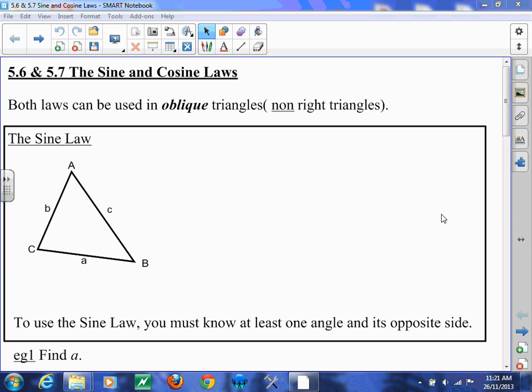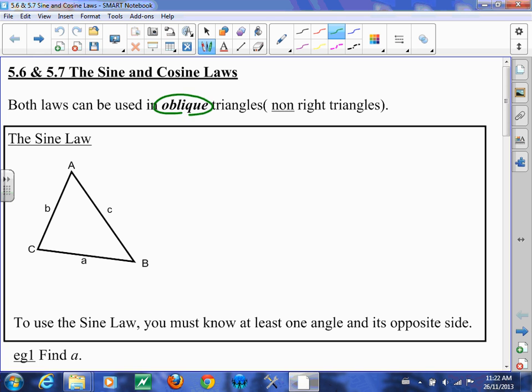Today we're taking a look at sections 5.6 and 5.7 from your textbook, and that is the sine law and the cosine law. We put these together because they both represent calculations you perform that are different from the rest of the units. Up to this point, every triangle or calculation we've done has been based on a 90-degree or right triangle. Today, when we use sine law and cosine law, we're going to be dealing with what are called oblique triangles, and they are non-right triangles. To draw an oblique triangle, it's going to look something like that.